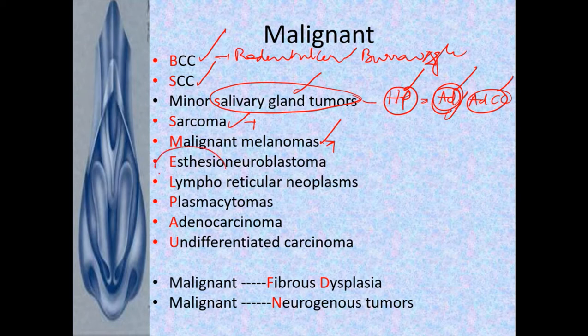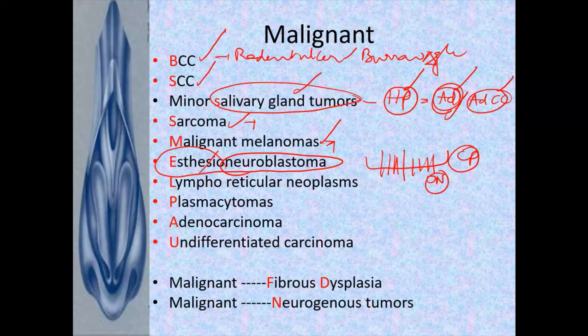And the other thing is esthesioneuroblastoma. This is very important. Esthesioneuroblastoma or olfactory neuroblastoma, you should keep it in mind. Few points of importance: it arises from the cribriform plate of the ethmoid, where olfactory nerves come. So it is called olfactory neuroblastoma or esthesioneuroblastoma.